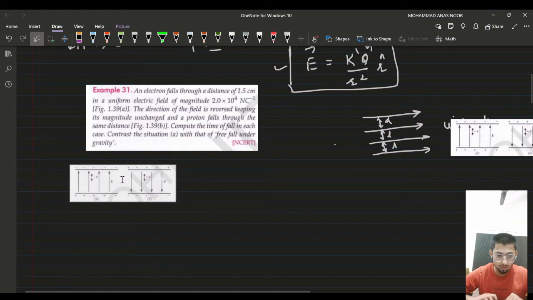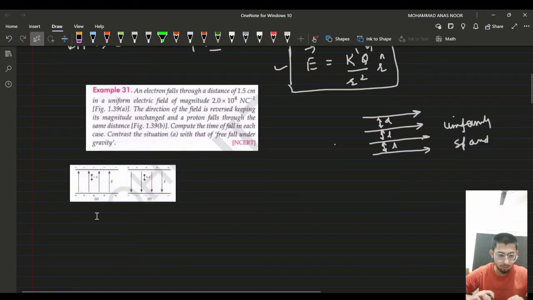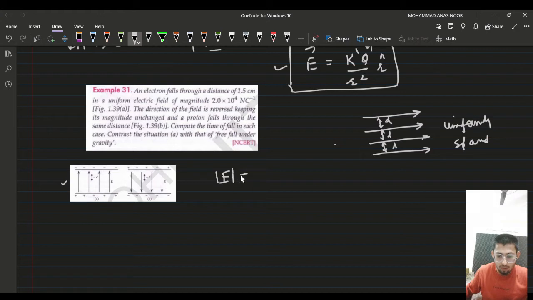Okay, this is the figure, the first one. There are two figures, and this is for the first one because there are two parts to the problem. This is the electric field, in this direction, the arrow one. The magnitude, that means E modulus, is given as 2 into 10 to the power 4 Newton per coulomb, right? And this electric field is going from positive to negative.